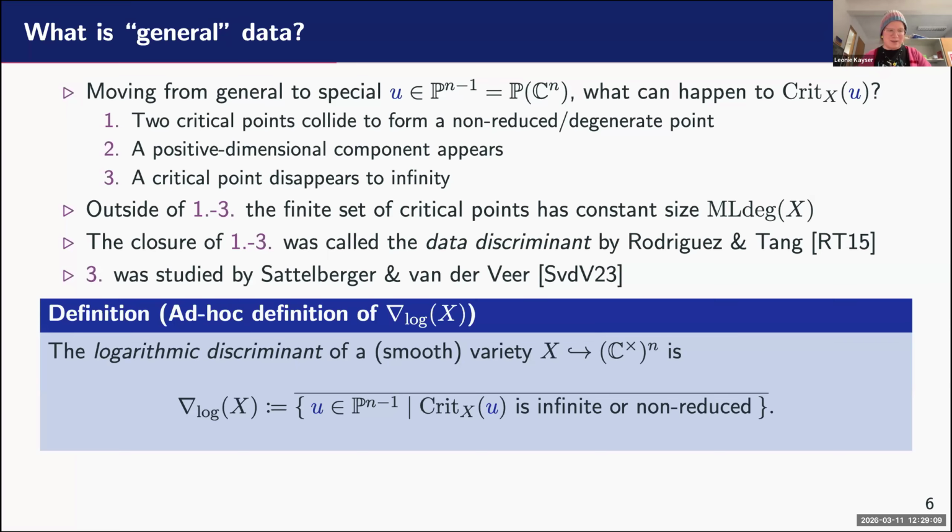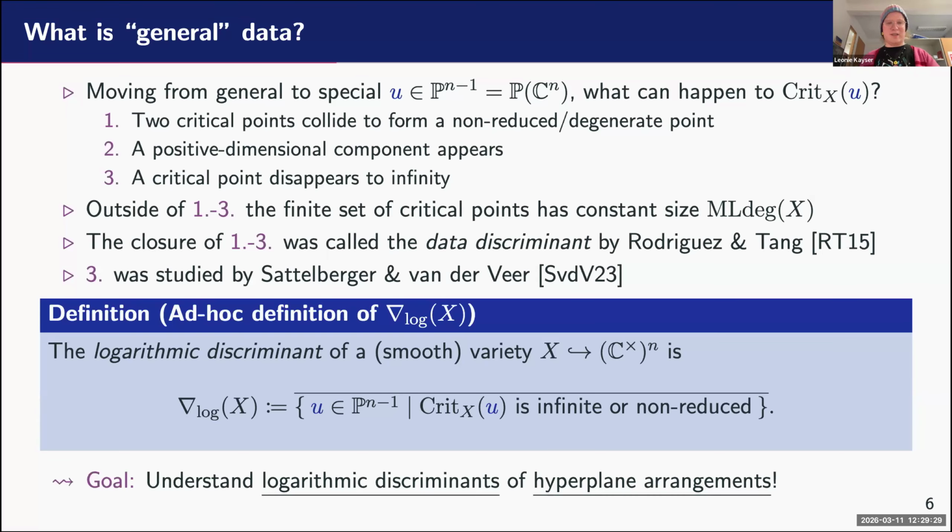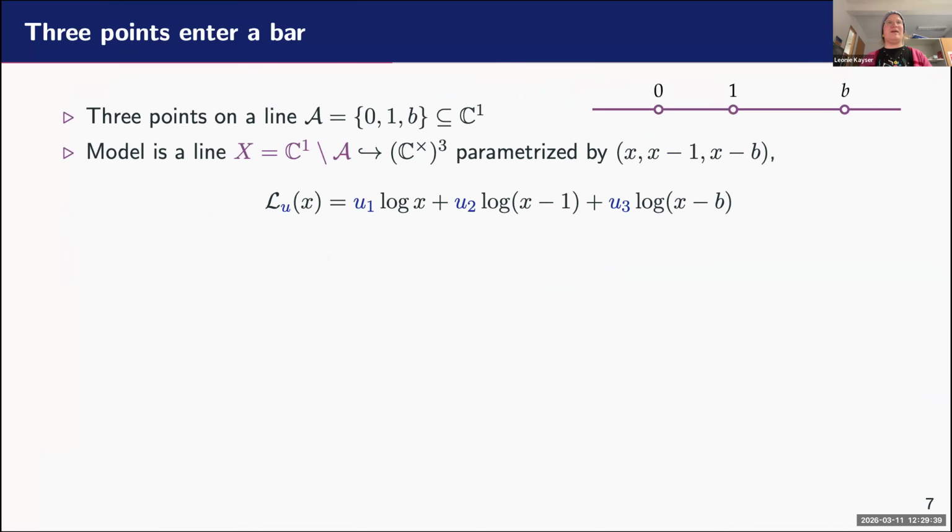So we arrived at the second part of the title. The logarithmic discriminant of such a smooth algebraic variety or algebraic statistical model is the set of points U, so the data points, where the critical set is either non-reduced or infinite. And the goal of the project and the rest of the talk essentially is to understand these logarithmic discriminants for hyperplane arrangements. And nothing helps this more than connecting it to things you probably know.